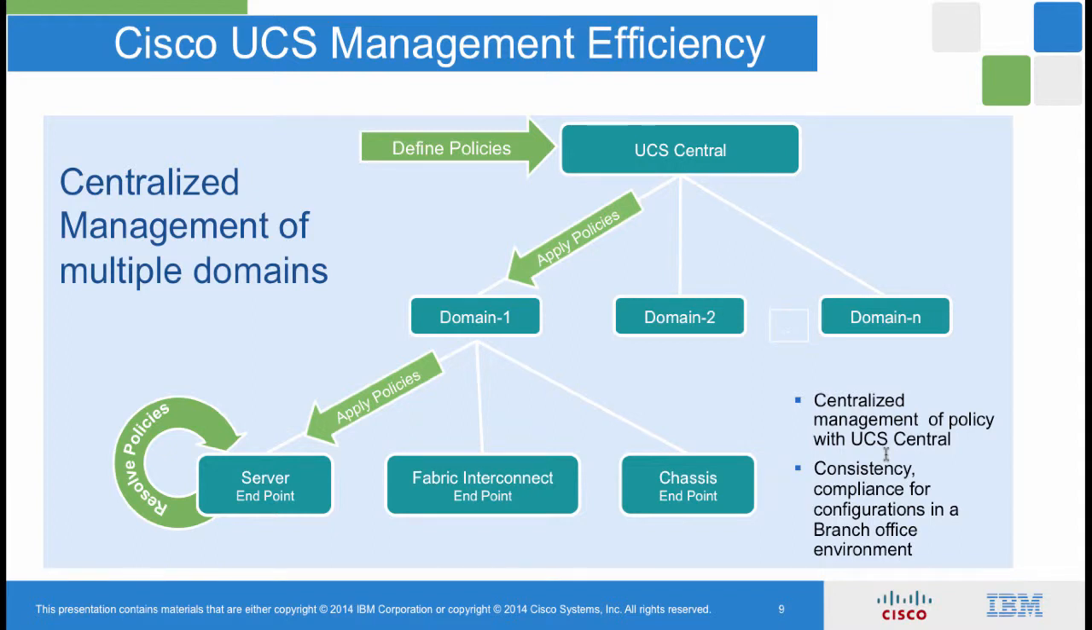What if there is a need to scale beyond one domain, perhaps for multi-site deployment or to go beyond 160 servers? In this case, UCS Central can be used to provide global policies that can be applied across the domains, providing the same consistency seen for servers within one domain.